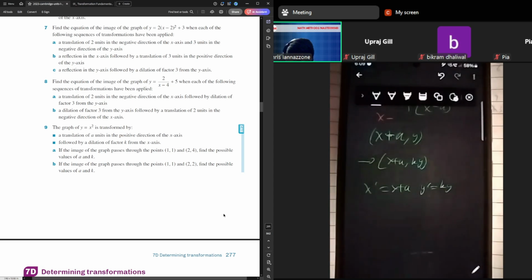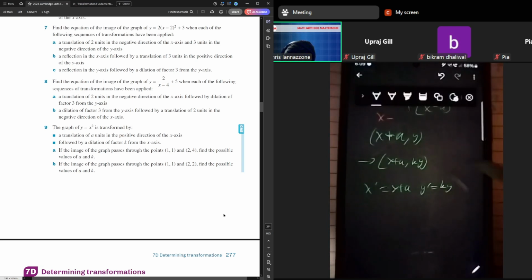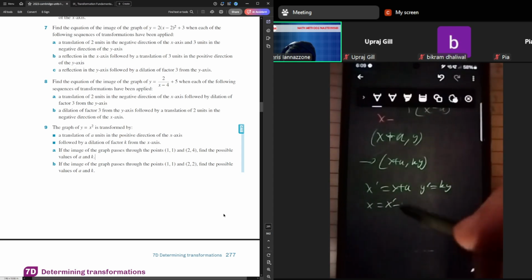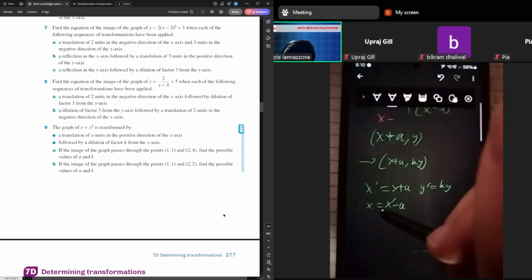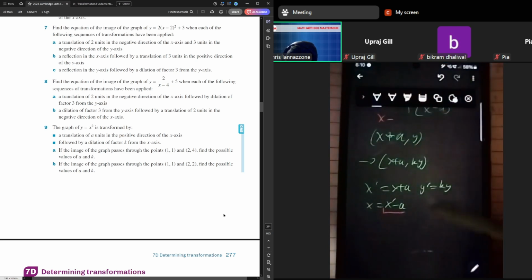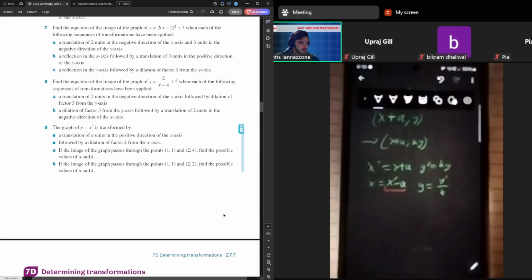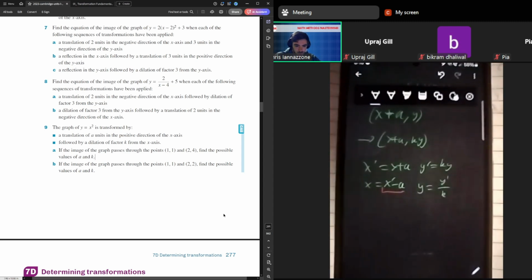Rearrange, yep, that's it. So rearranging for x and y, it's going to give us x equals x dash minus a, which now looks like the minus a we were expecting. And then we got y equals y dash over k. Rearranging has been done. Where do we go from there?